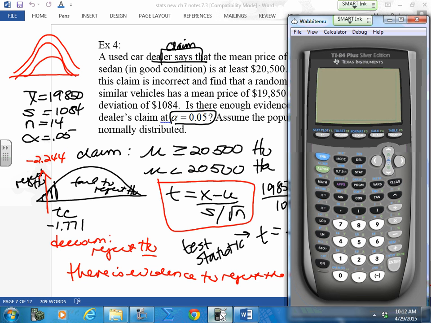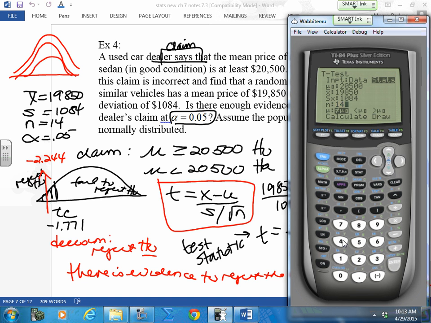However, on your calculator, go to stat, go to test. Which one do you think you use? T-test. So put your information in. There's your population mean. Here's your sample mean. Here's your sample standard deviation. Here's your N. It'll do degrees of freedom for you.